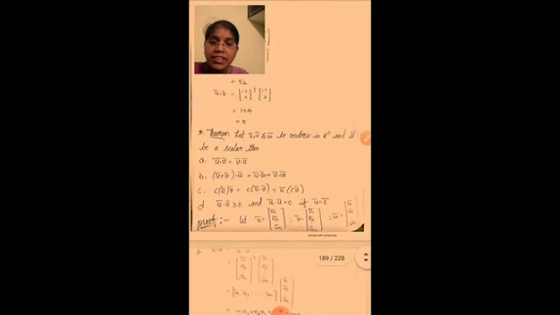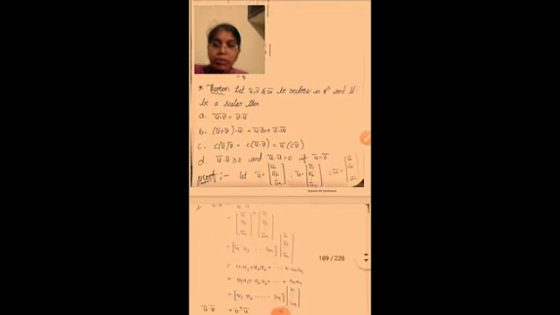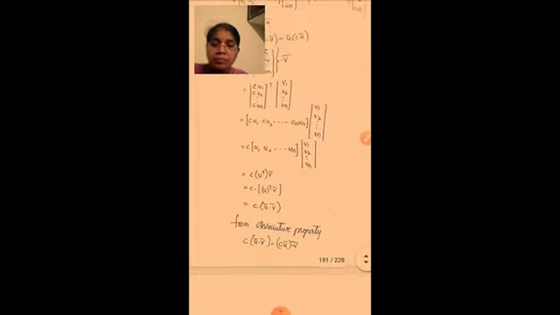So some properties are there. See here, let u bar, v bar and w bar be vectors in R to the power of n, and let c be any scalar. Then u bar dot v bar is equal to v bar dot u bar, and (u bar plus v bar) dot w bar is equal to u bar dot w bar plus v bar dot w bar, and (c u bar) dot v bar is equal to c times (u bar dot v bar) is equal to u bar dot (c v bar). And u bar dot u bar is greater than or equal to 0, and u bar dot u bar is equal to 0 if and only if u bar is equal to 0. Okay, these are the properties.